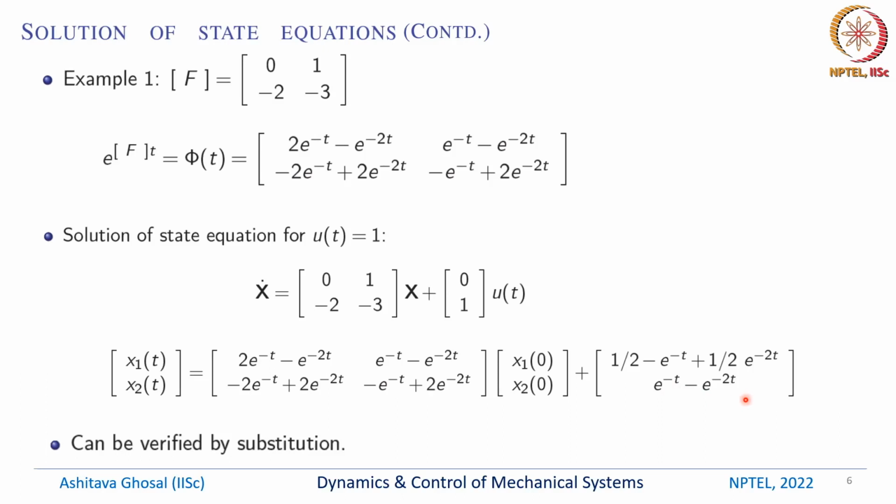Again, it's not yet clear how I got this, but at least you can verify that this is indeed the solution by simply substituting it. So we can take x1 of t as this, x2 of t as this, and then you can go back and substitute into x dot, and then you can simplify and show that the solutions x1 of t and x2 of t indeed satisfy this non-homogeneous, linear ordinary differential equation.